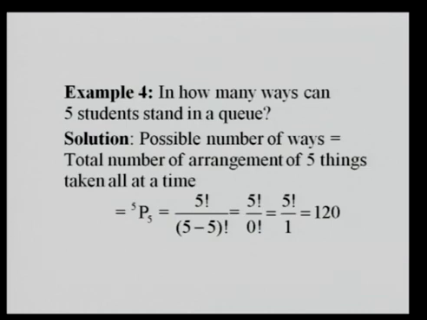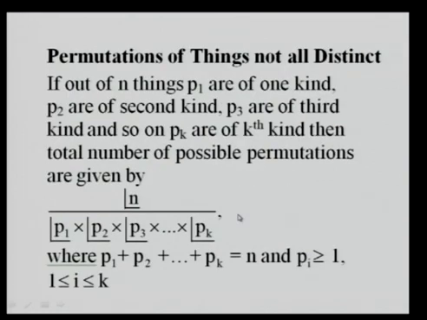Another example: how many ways can 5 students sit in a queue? Because we are discussing linear permutations, that is why we are talking about a queue. The possible number of ways is the total number of arrangements of 5 things taken all at a time. This is nothing but 5P5, and by definition 5P5 is factorial 5 upon factorial (5 minus 5). Factorial 0 is 1. This is equal to factorial 5, which is 120.